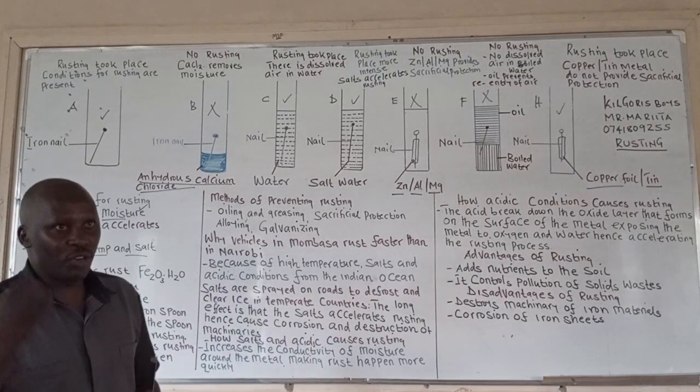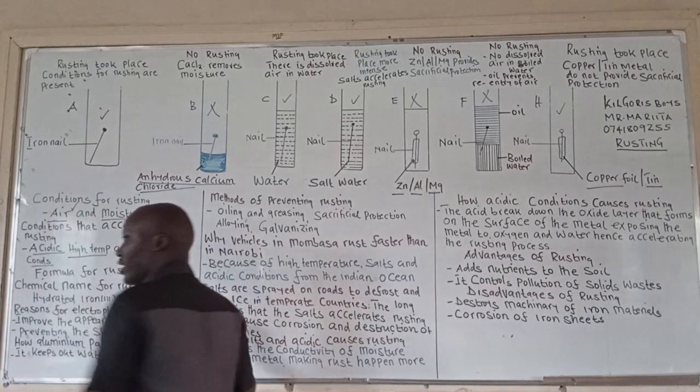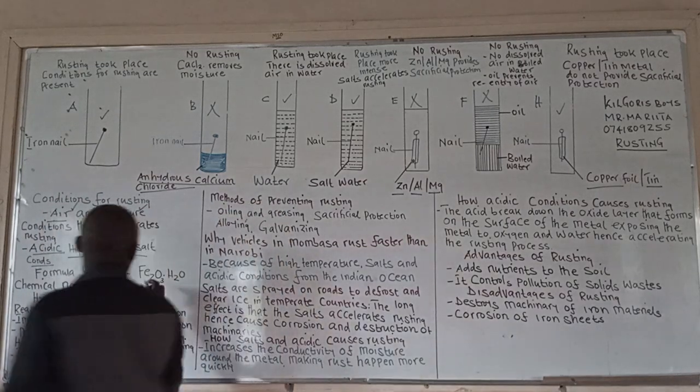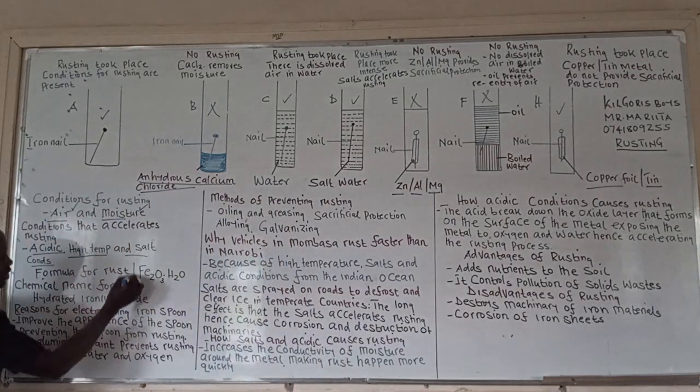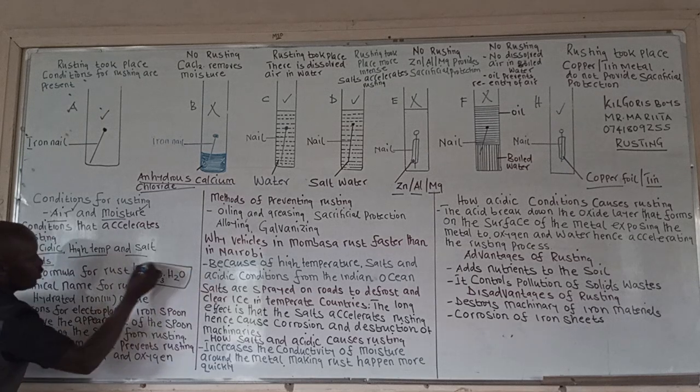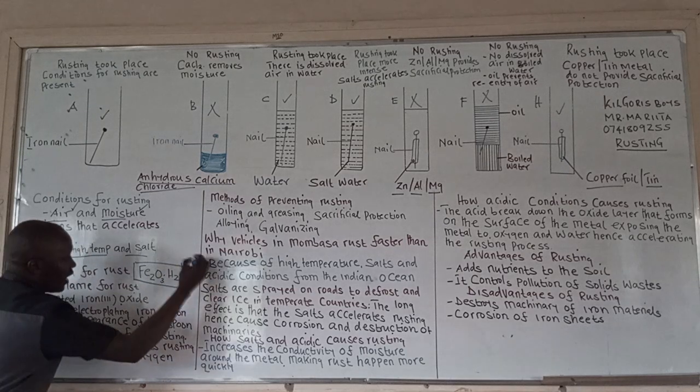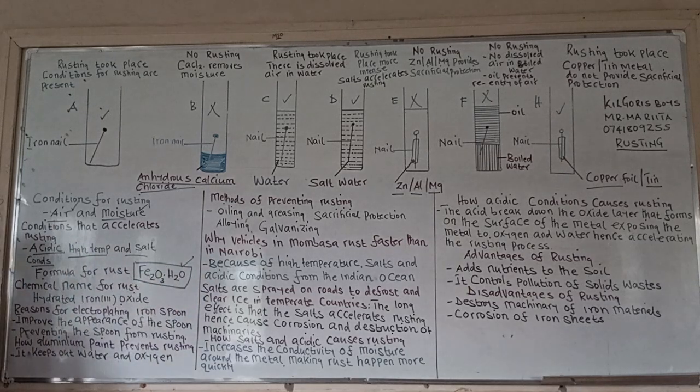What is the formula for rust? The formula for rust is just this one here. This is the formula for rust. If you are asked to give the formula for rust, that is it. This is the formula for rusting.